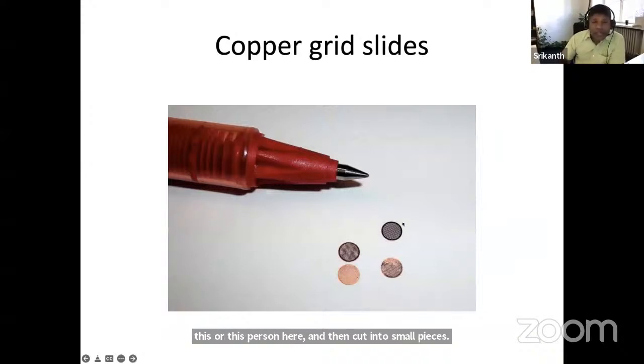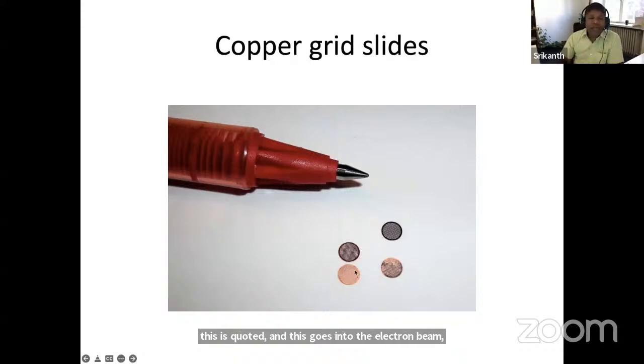So these are the copper grids, and they are very tiny. Generally you don't put these copper grids directly into the electron microscope because you hit them with electrons. So you keep a small coating, called Formvar coating. When you put the section on the copper grid here, it is coated, and this goes into the electron beam.